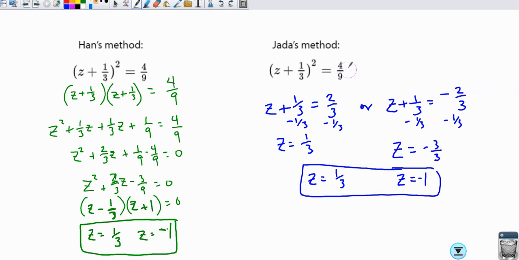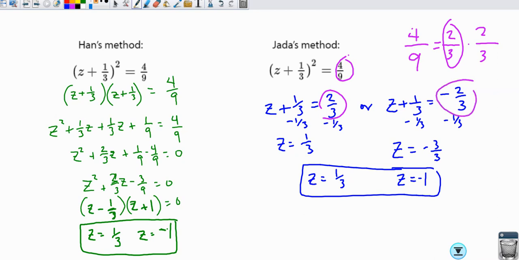Be careful over here when I'm asked what squared gives me 4/9. I think about, well, how did I get 4/9? What times what gave me 4/9? Well, 2 times 2 gave me 4, and 3 times 3 gave me 9. So 2/3 squared is what got me 4/9. So that's why I used 2/3 here and negative 2/3 here. All right.